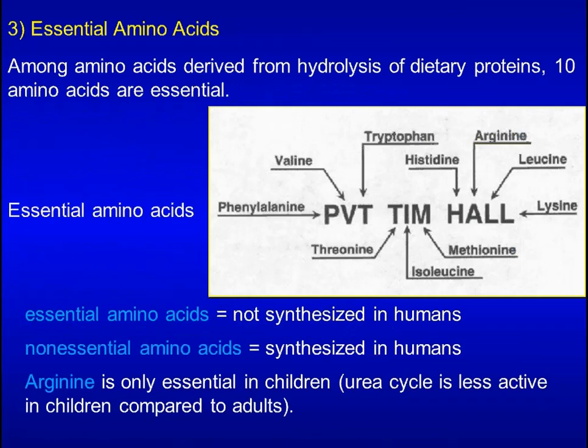Among amino acids derived from hydrolysis of dietary proteins, 10 amino acids are essential. They are not synthesized in humans. These amino acids can be summarized in one mnemonic: PVT Tim Hall. It represents 10 essential amino acids. The other 10 amino acids are non-essential. Please note, the arginine is only essential in children.